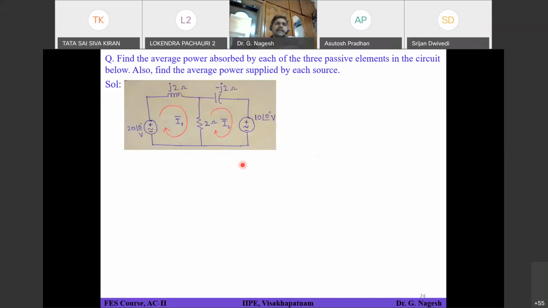I1 means this capital I1 phasor you are talking about? Yes, sir. Okay, so they will not be equal, I think so mostly. Please cross check it once. I1 and I2 phasors will not be equal.